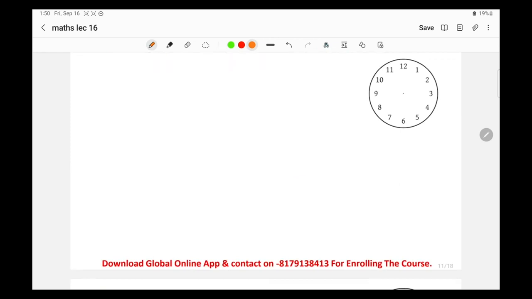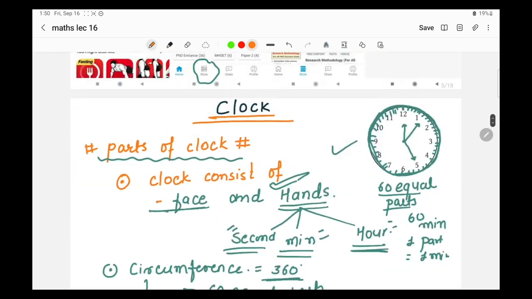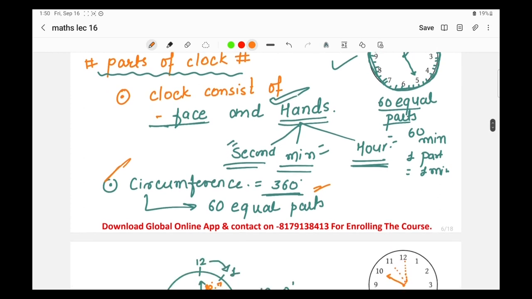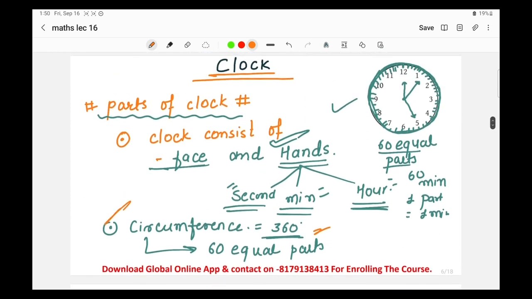Okay, nextly, so basically in today's lecture what we have seen is, we have seen regarding the clock, the different parts of the clock, that is the face of the clock and the hands of the clock. In face of the clock we have seen that the visible portion is nothing but the face of the clock, right? And nextly what we have seen is that the hands of the clock, there are 3 hands of the clock, that is second hand, minute hand and hour hand. Nextly we have seen the circumference of the circle is equivalent to 360 degree. It means that in 360 degree 60 equal parts of the clock have been divided, and in 60 equal parts we find the 60 minutes, and one part is equivalent to 1 minute.